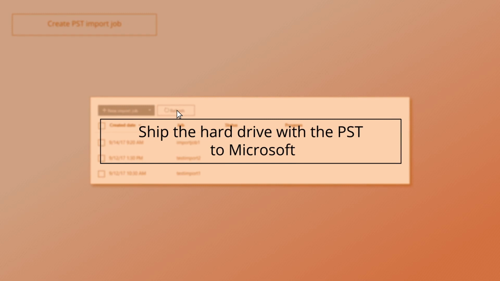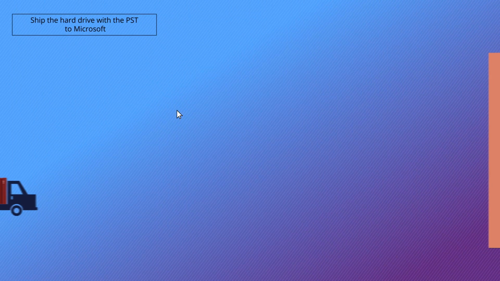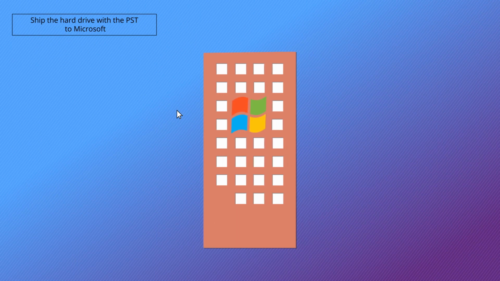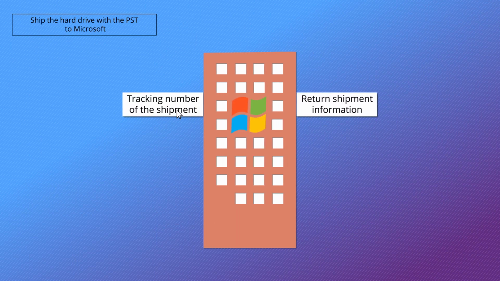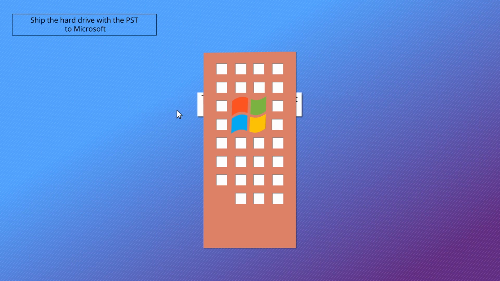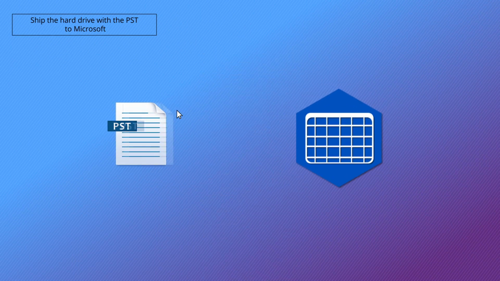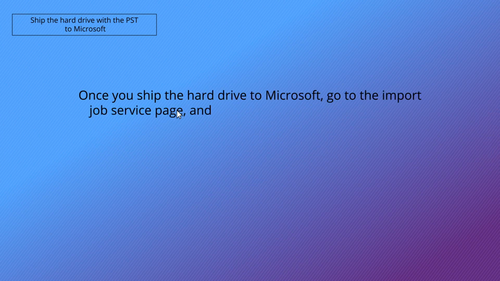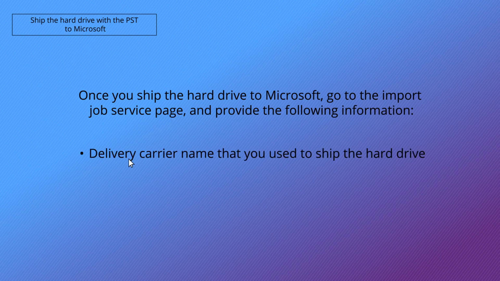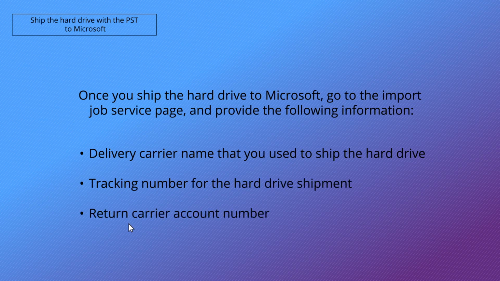Step 5. After creating an import job and mapping file, you will have to ship the hard drive to Microsoft, with the tracking number of the shipment and return shipment information for the drive shipping job. After receiving the drive, Microsoft Data Center will take around 7 to 10 days to upload the PST files to the Azure storage area. Once you ship the hard drive to Microsoft, go to the Import Job Service page and provide the following information. Delivery carrier name that you use to ship the hard drive, tracking number for the hard drive shipment, return carrier account number. Save this information on the Import Job page and then click Refresh to update this page.